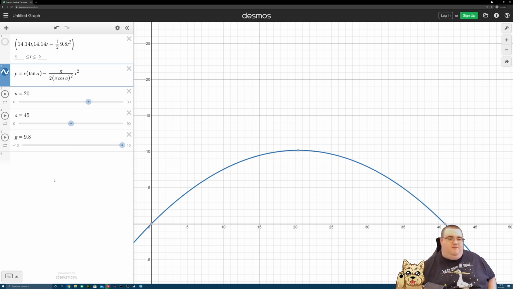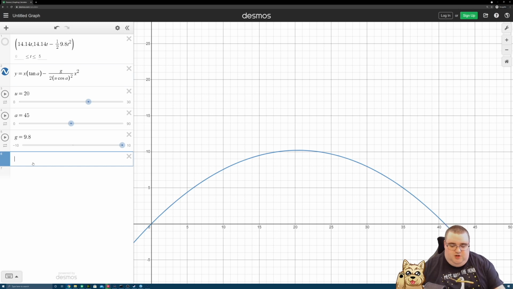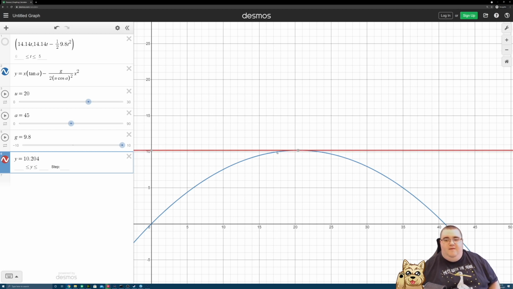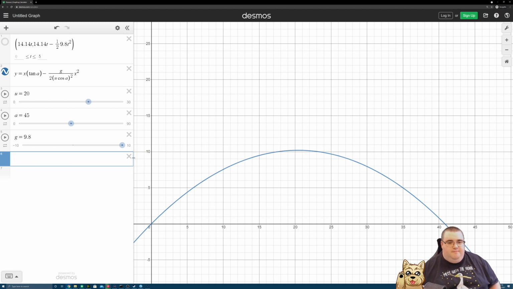So 10.204. So let's say that we just put y equals 10.204, did we say? And that will pretty much intersect once. Is it safe to assume that the parabola is symmetrical? Yes. Just on the grounds that it is a parabola, it's symmetrical. We know that.